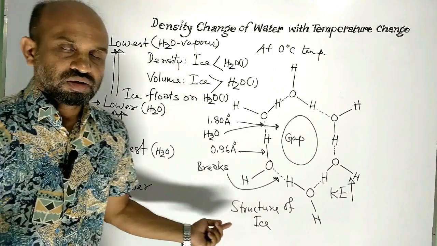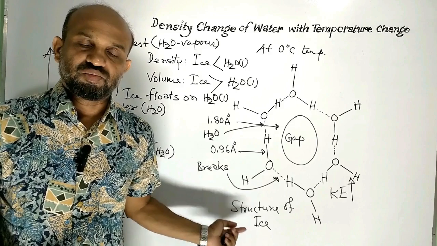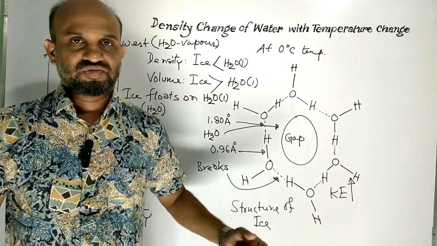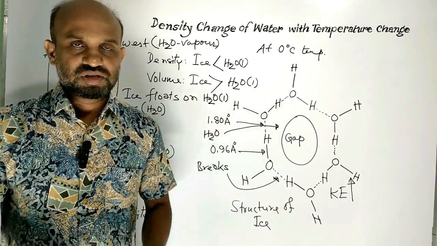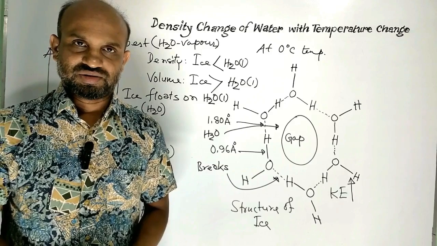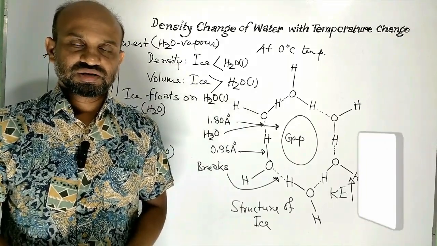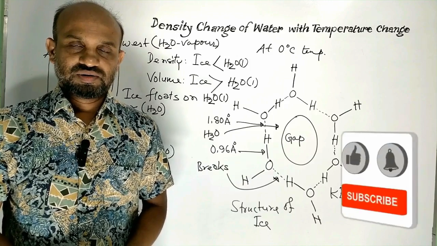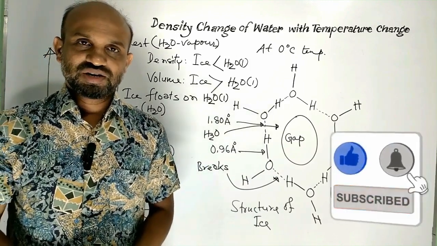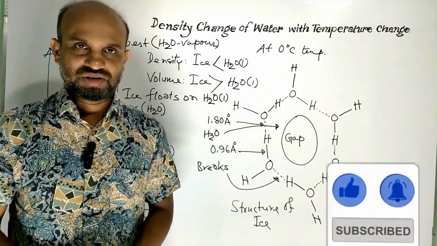So, why is the density of water highest at 4 degrees Celsius temperature? This we learned from this lesson. And why does ice float on water? This is learned as well. Density change of water with the change of temperature. Thank you very much.